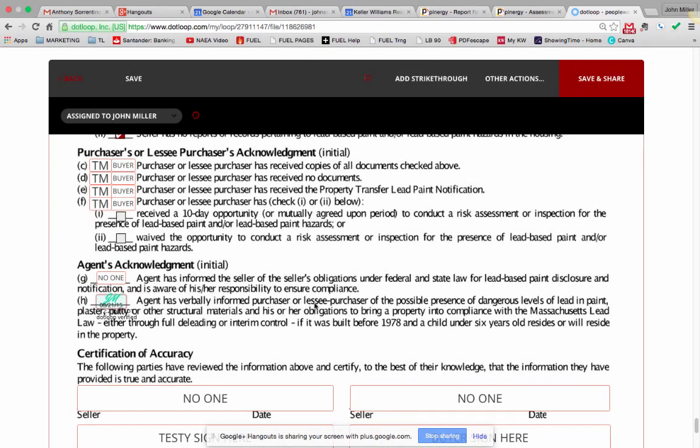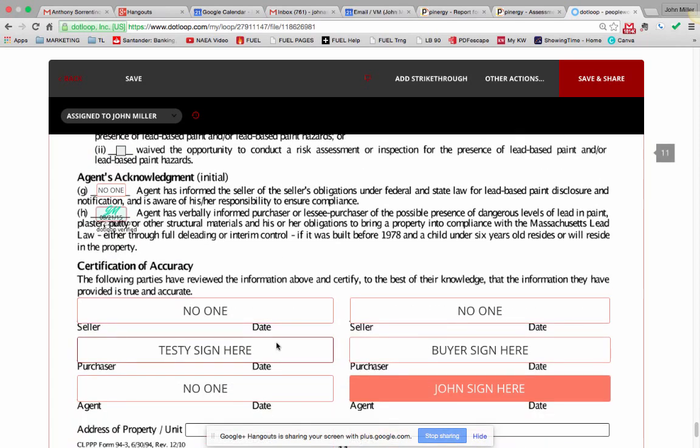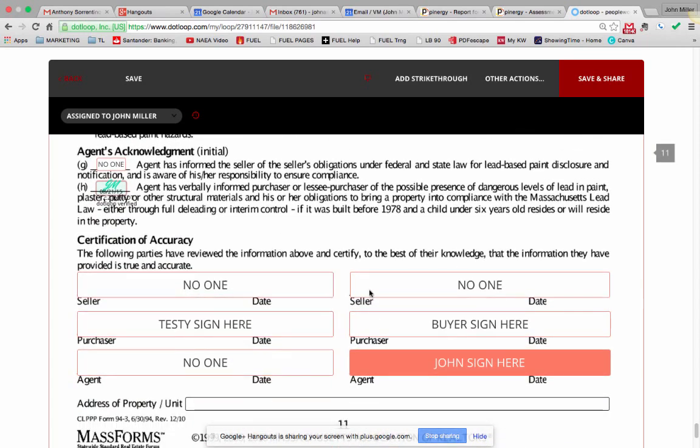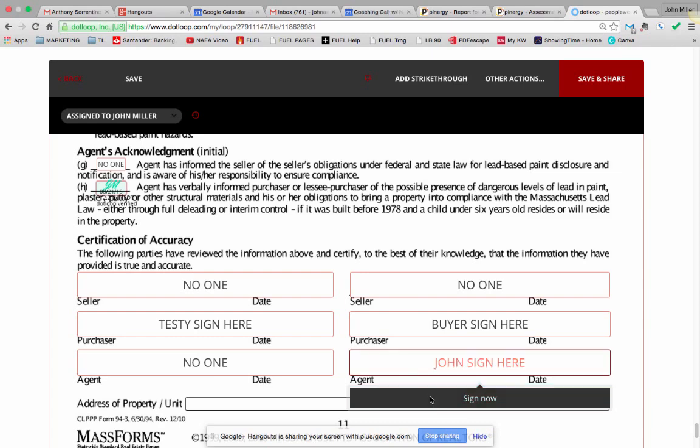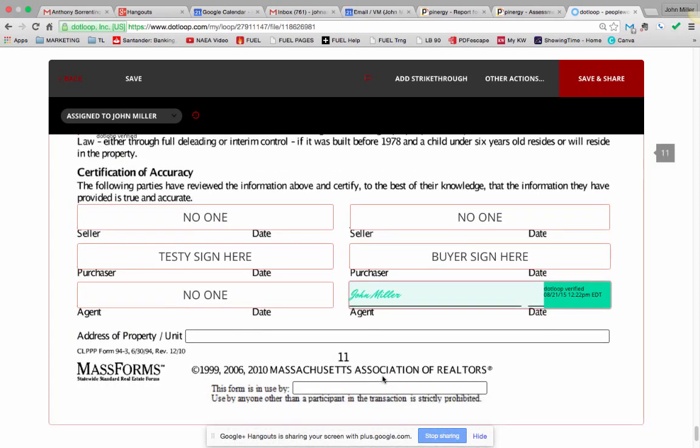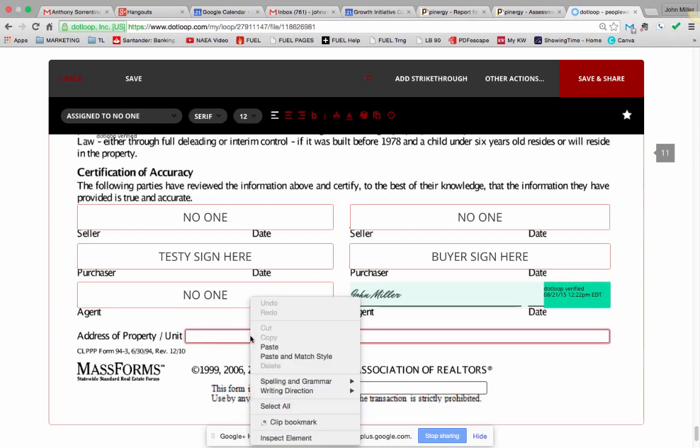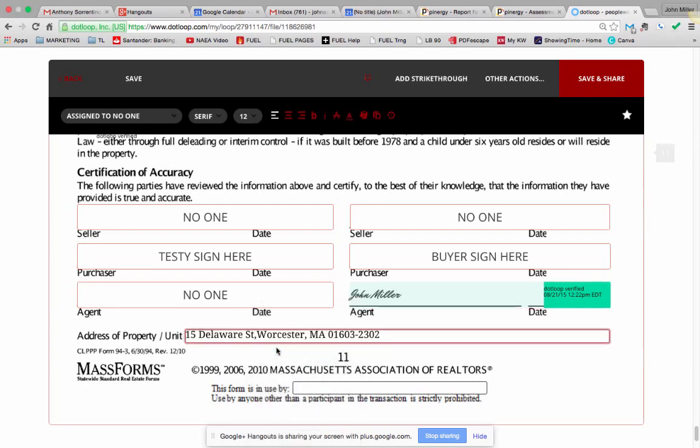It says, I verbally inform the purchaser of the possibility of dangerous levels of lead in paint, plaster, etc., etc. And who signs it? Well, the seller signs it here and here if there are 2 sellers. If there are 2 buyers, here and here. And the listing agent signs it and the buyer agent signs it. So all the parties in the transaction sign it. And the address goes in here for the property. Make sense? Yes.